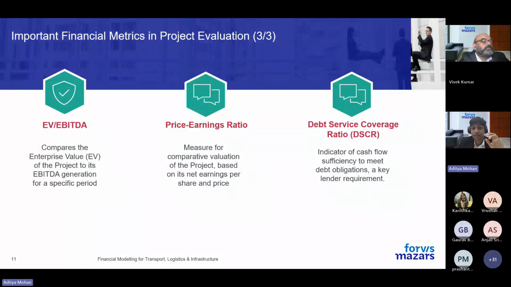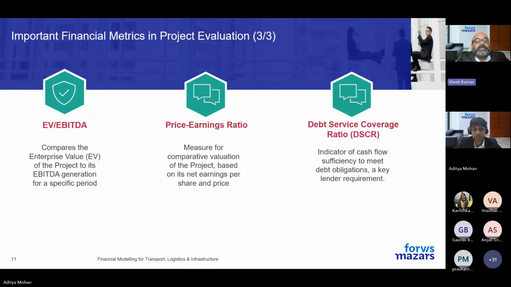Remember that DSCR is affected by the interest cost and debt repayment schedule. A change in these can significantly impact the numbers. There may be other measures used like interest coverage or debt equity ratio.